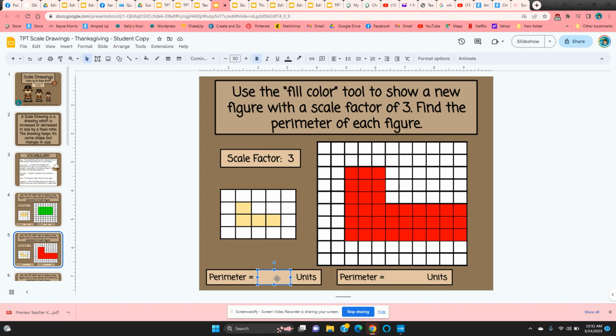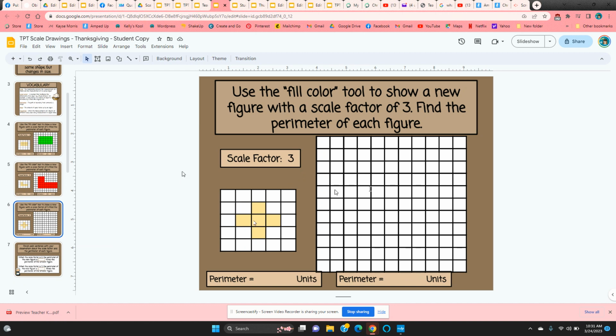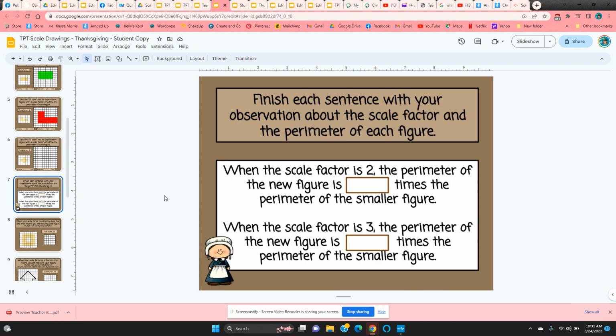If they look at the perimeter, the smaller figure is again 10. The larger figure is going to be 30 if they count around the outside. You want them to notice that the scale factor is 3, so the perimeter is multiplied by 3. The next one is a slightly different figure with a scale factor of 3, and again they're going to look at the perimeter.